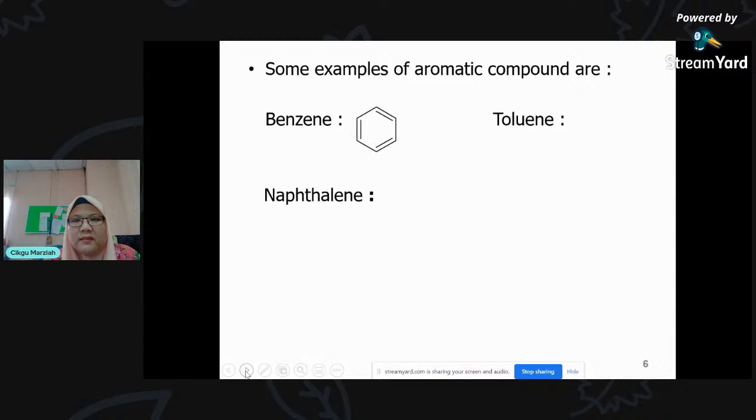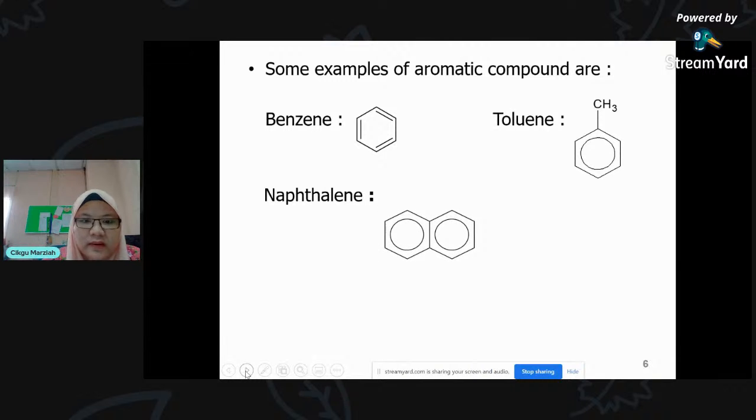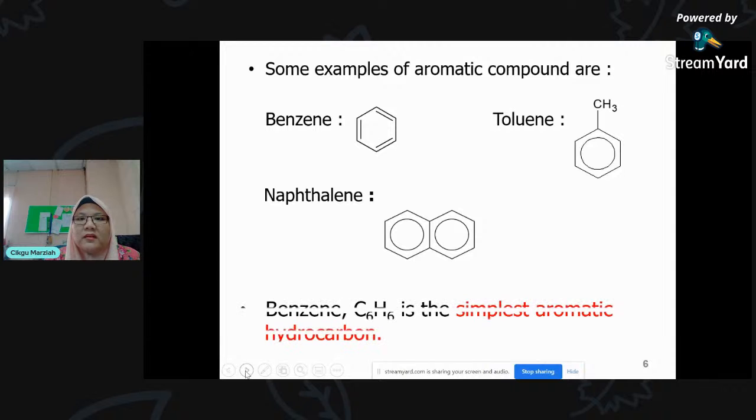Okay, so this is an example of aromatic lah. Kita boleh ada benzene. This is toluene yang kita buat amali minggu lepas. You all buat dengan cikgu amali. And naphthalene also. Sebab tu dia ada bau kan, buat gegat kan. Okay, so the simplest aromatic compound is benzene with C6H6.